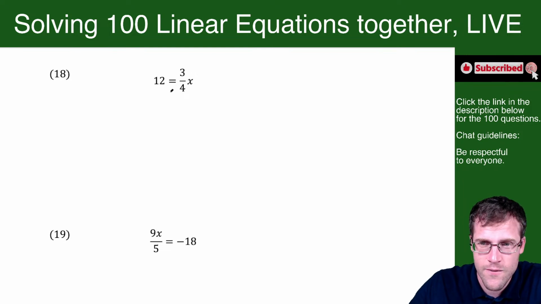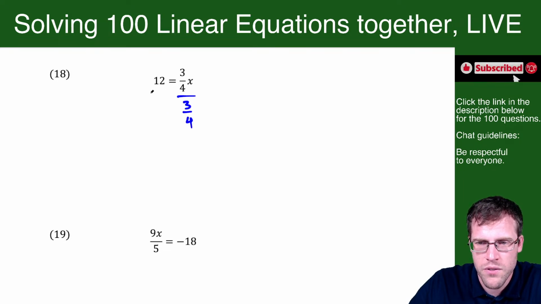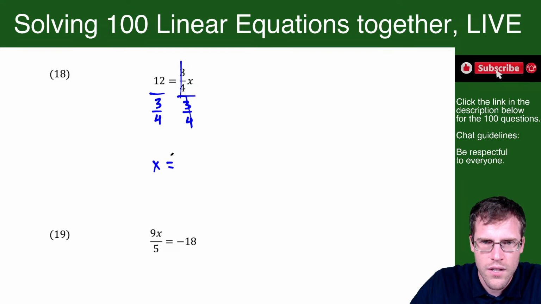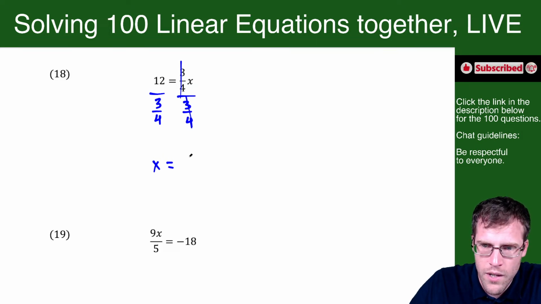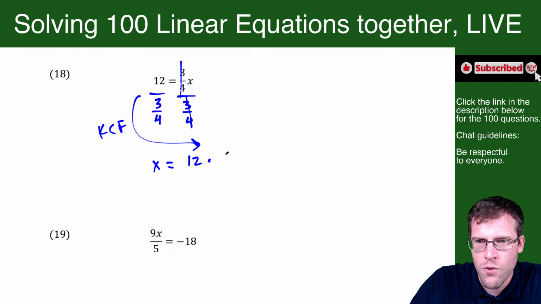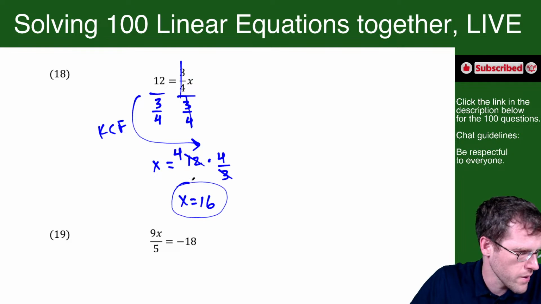So 18, we're making some progress here. 3/4 times x, sure, we'll do the keep, change, flip again. Divide both sides by 3/4. And now 3/4 cancels like this. And we've got x equals, and now working this one out, we have 12 times, remember, keep, change, flip. So from here to here, we're doing keep, change, flip. 12 times 4/3. And now 12 divided by 3 is 4, and 4 times 4 is 16. So x equals 16. Okay, so 18, we should have 16.